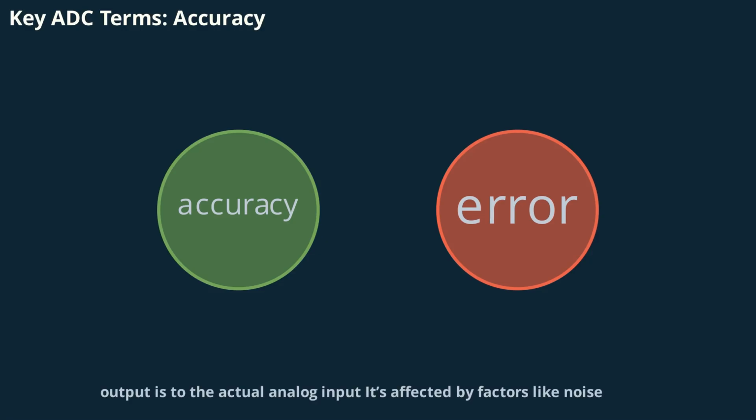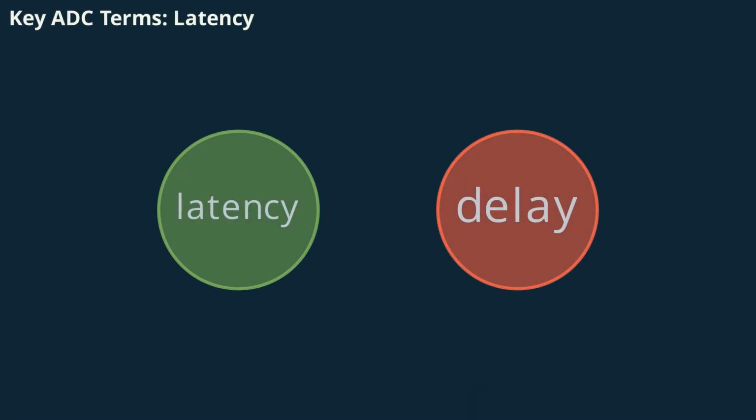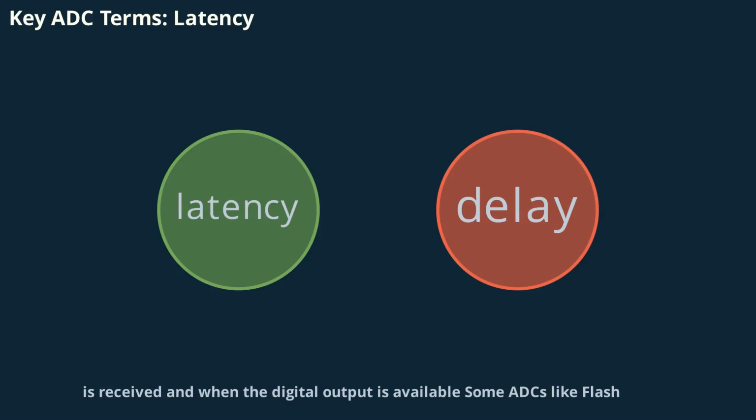It's affected by factors like noise, nonlinearity, and offset errors. High accuracy is critical in scientific and medical applications where even small errors can make a big difference. Latency is the delay between when an analog signal is received and when the digital output is available. Some ADCs, like Flash, have almost no latency, while others, like Sigma Delta, may introduce a delay due to filtering. Latency matters in real-time systems where quick response is needed.